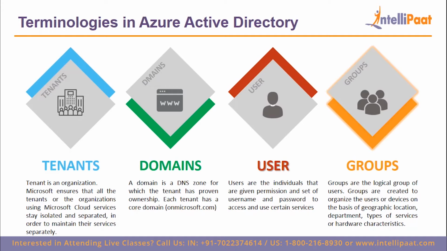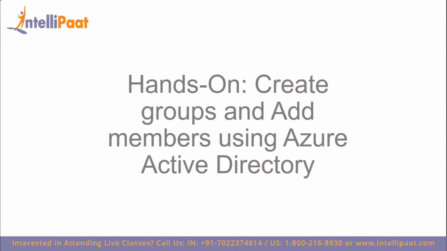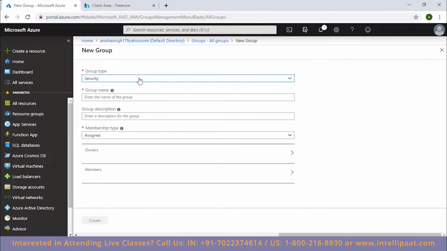Now let's see how we can actually go ahead and create groups and add members using Azure Active Directory. So again, for that I'll have to move to my portal. The first option that I get here is the group type. You can select group type on the basis of what is convenient for you. I'm just going to keep the default value here.